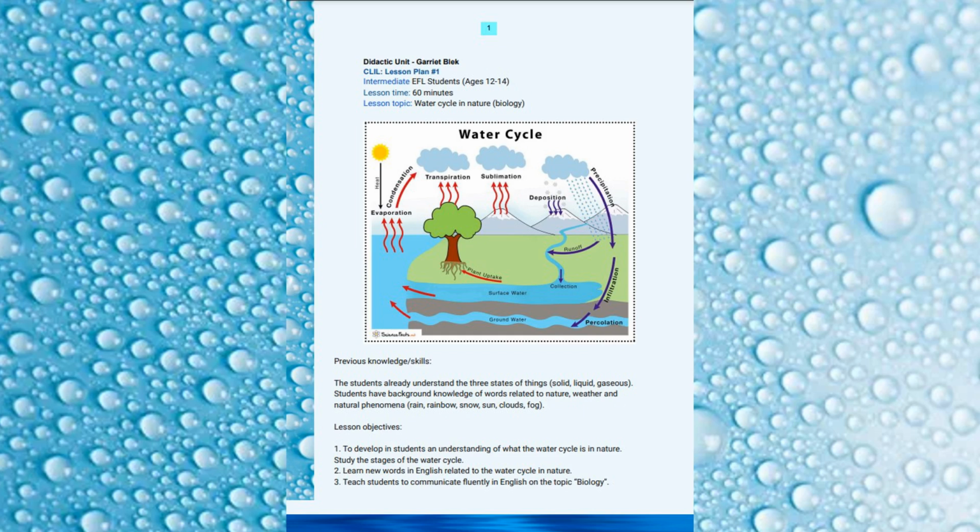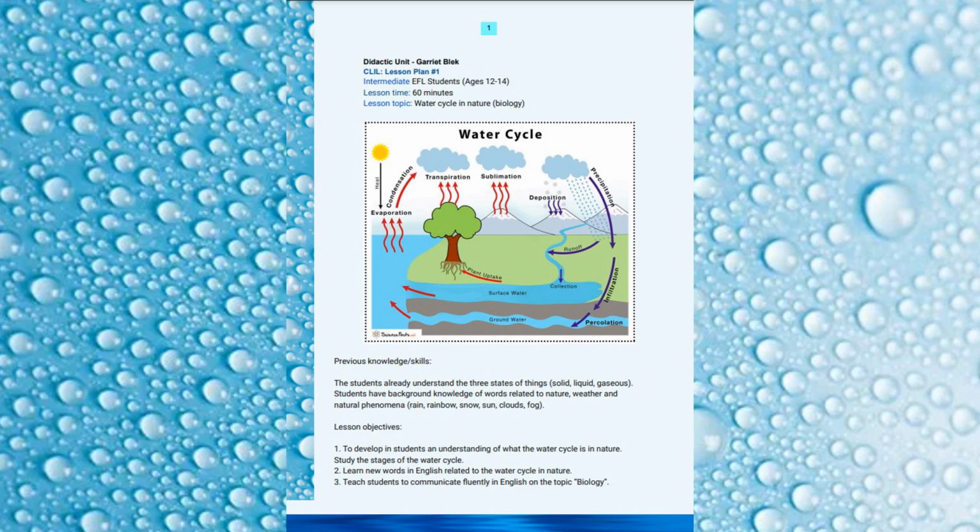Previous knowledge, skills. The students already understand the three states of things: solid, liquid, gases. Students have background knowledge of words related to nature, weather, and natural phenomena: rain, rainbow, snow, sun, clouds, fog.